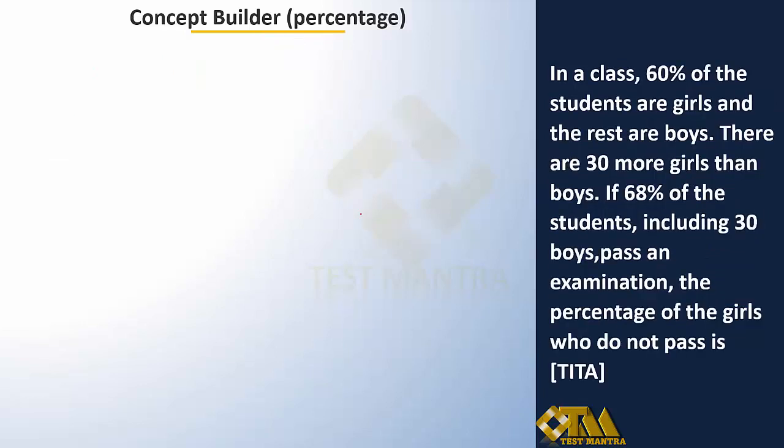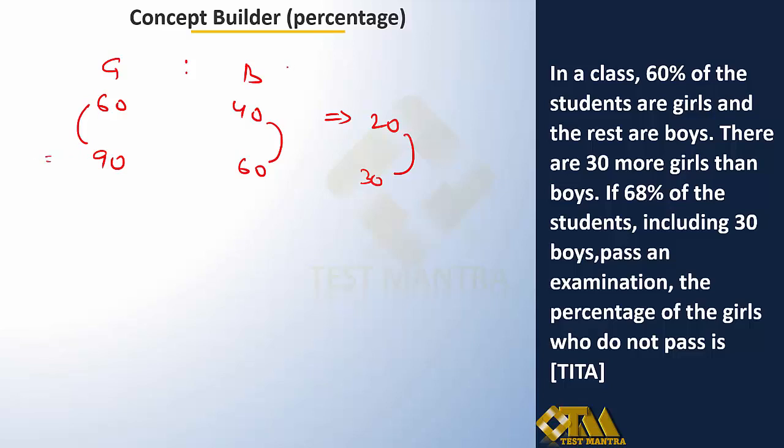Next one. In a class, 60% of students are girls. So I'll just mark girls and boys. So if 60% are girls, that means the remaining 40% are nothing but boys. The gap between them will be nothing but 20%. There were 30 more girls than boys. So this 20% as a gap is equal to 30, right? So that represents this 40 should be 60 and this 60 should be 90. I can say altogether 150 people were there.